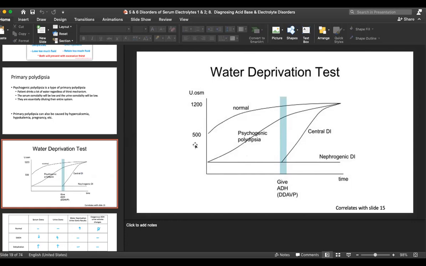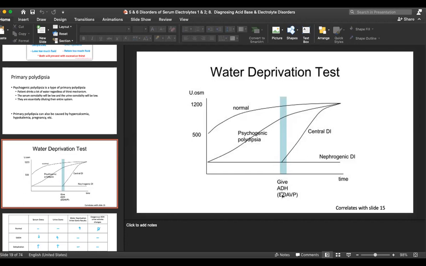So time goes on, and with diabetes insipidus, the urine osmolality is going to be really low, because it's super dilute. With time, a normal person is going to increase their osmolality, so it's going to become more concentrated. Central diabetes insipidus or nephrogenic, it's not going to change. With psychogenic polydipsia or primary polydipsia, it's going to increase. It started out really dilute, but then it's going to increase over time because they stopped drinking. They've stopped their problem.